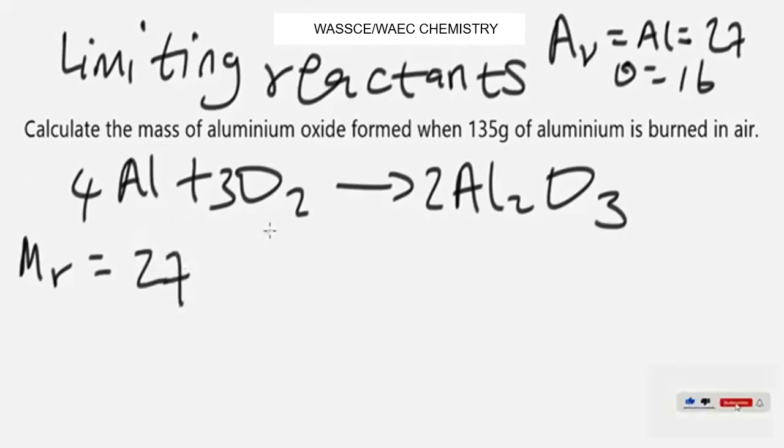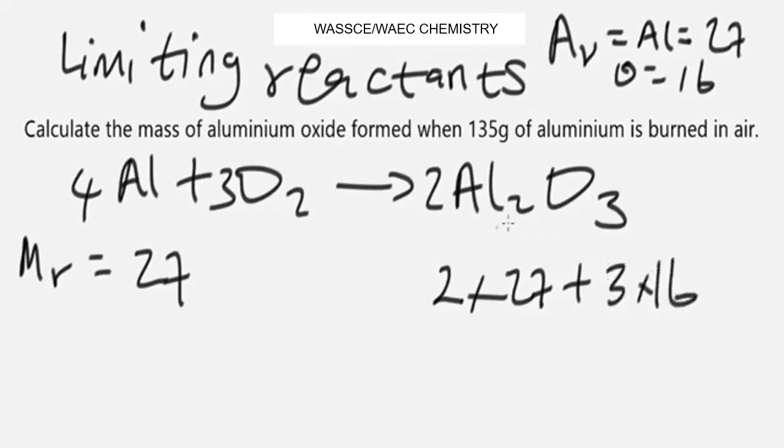Now for aluminium oxide, we have 2 times 27 plus 3 times 16. These small 2 here at the base will be included. When you simplify this, 2 times 27 will give us 54, plus 16 times 3 will give us 48. So 48 plus 54 gives us 102.